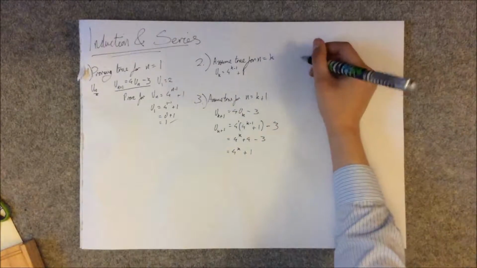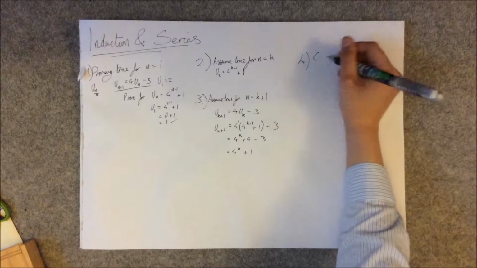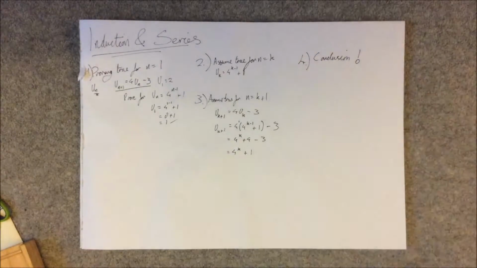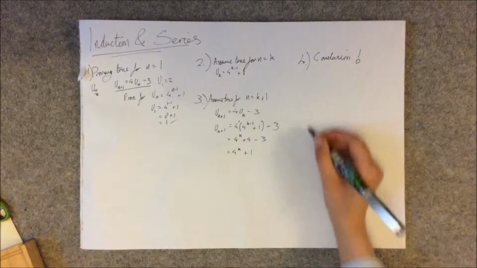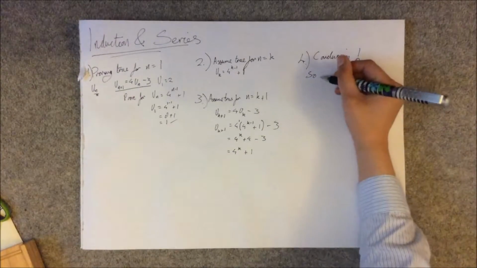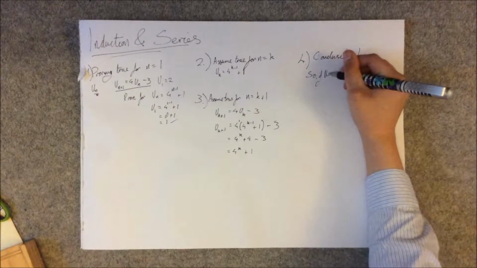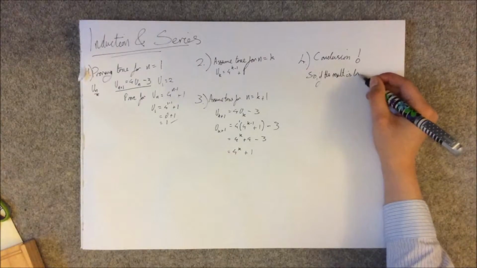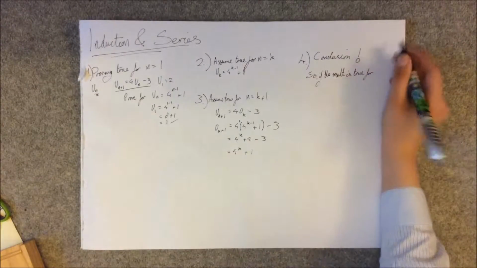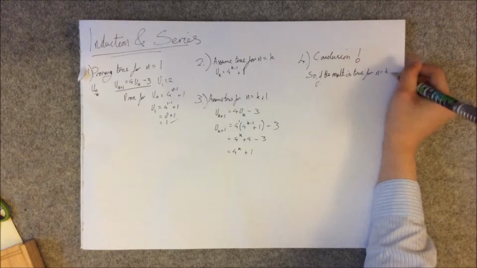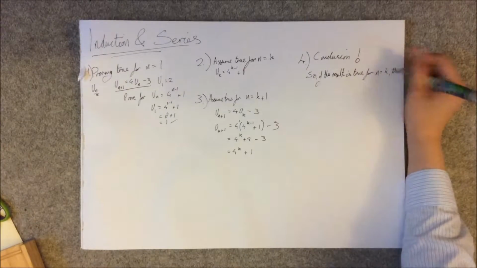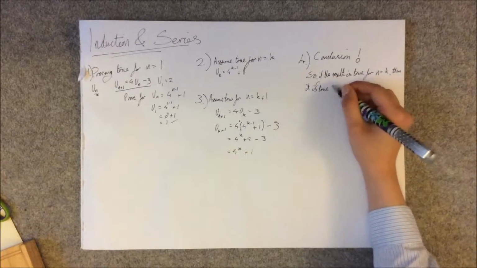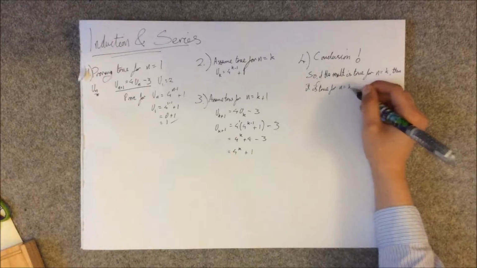Ta-da! And step 4, conclusion. Woo! All you have to write is, so, if the result is true for n equals k, then it is true for n equals k plus 1.